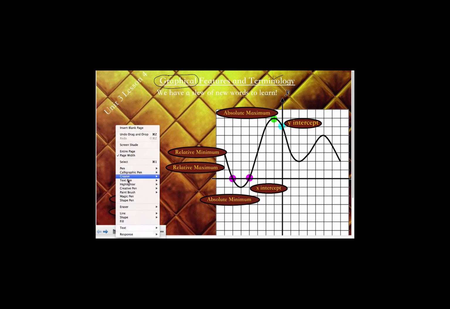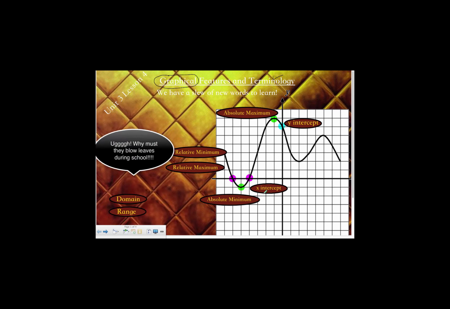So let's see if I've got another highlighter pen. Yeah, I can use green. So this point right here is absolutely the highest point of the graph. Likewise, absolute minimum means the absolute lowest point of the graph. So the absolute lowest point of the graph is right there.